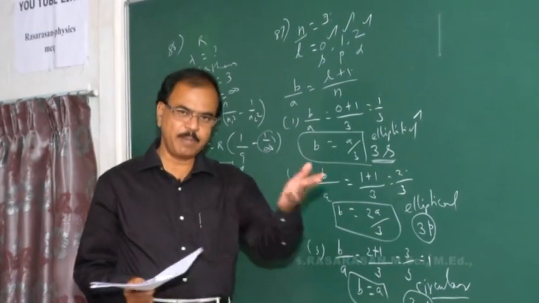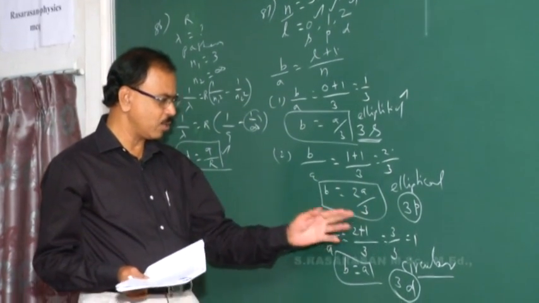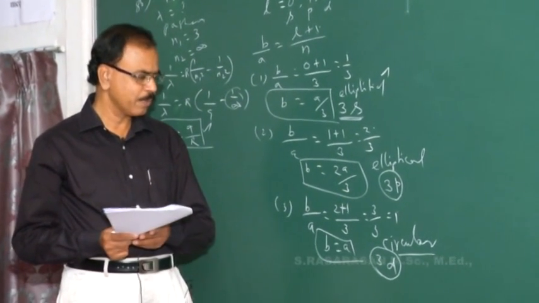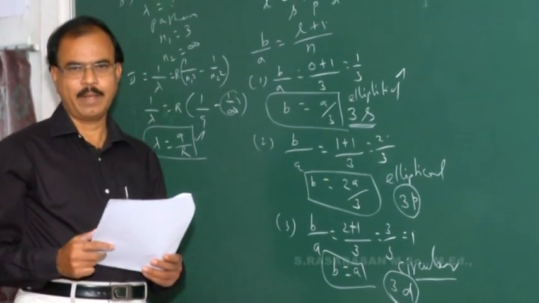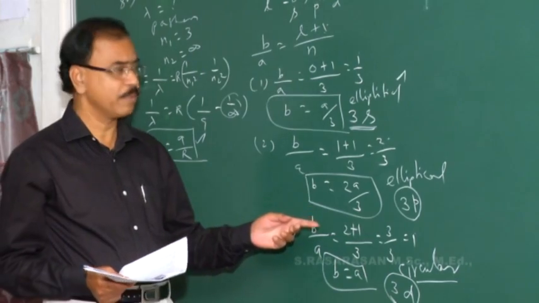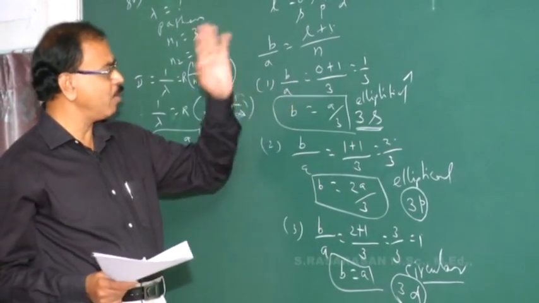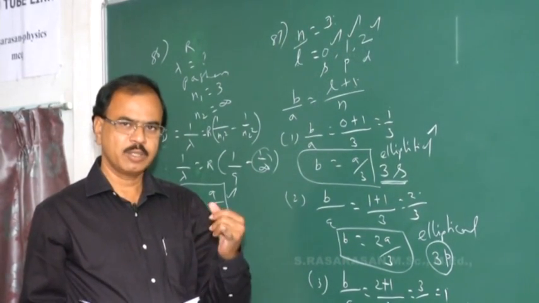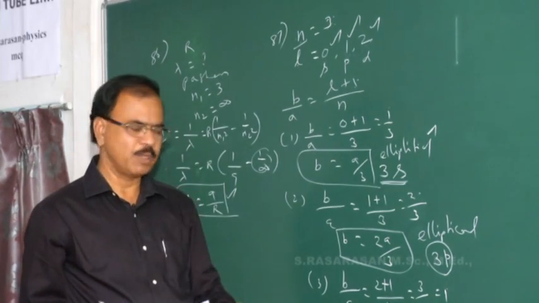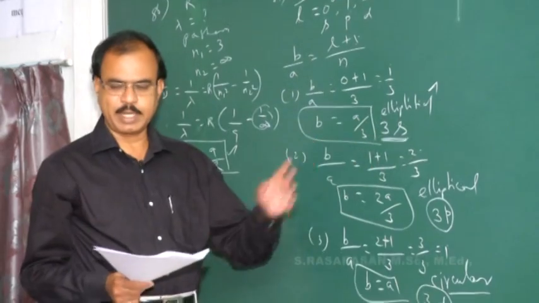And we can frame a question on the dimensions of 3P: B equal to 2A by 3 or A is equal to 3B by 2. If circular, B is equal to A. And here one more thing to be noted. Totally how many subshells are possible? 3 subshells possible: S, P, D. Of the 3 subshells, one is circular, the other 2 are elliptical.